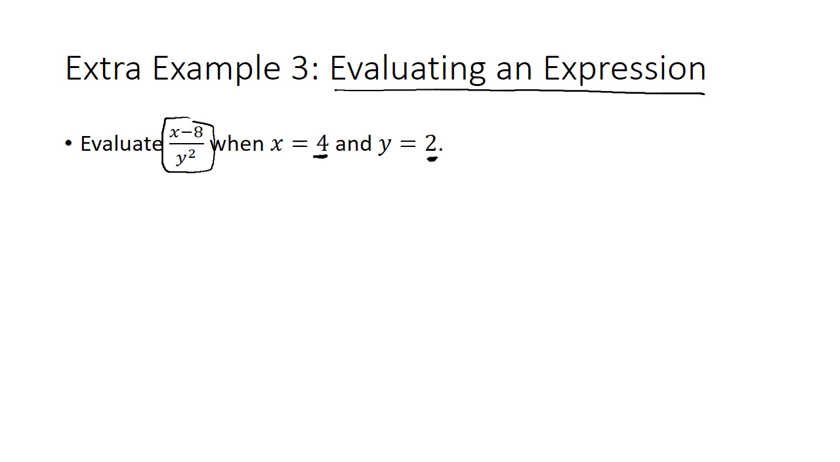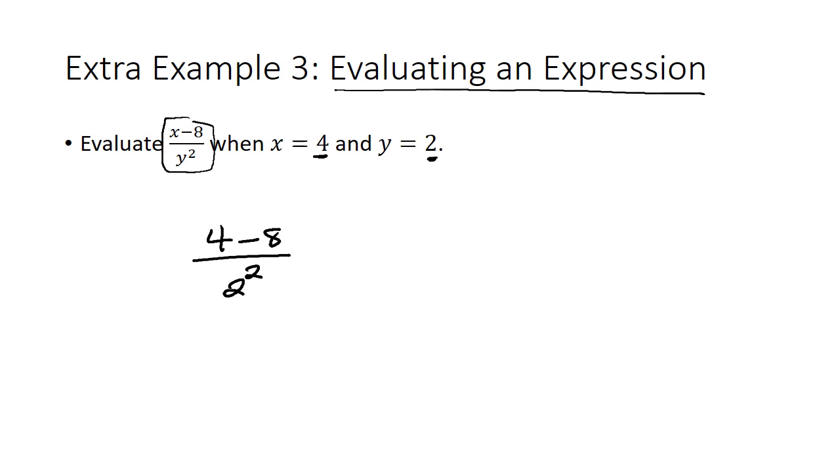So let's rewrite this using those new values. So we're going to have 4 minus 8 all over, and then 2 squared. And that's because our y is equal to 2 and our x is equal to 4. So the first thing that we need to do is we need to make sure that we are doing our order of operations. So we can look at this and say, okay, this is 4 minus 8 all divided by 2 squared. Well, the exponent is where we're going to start.